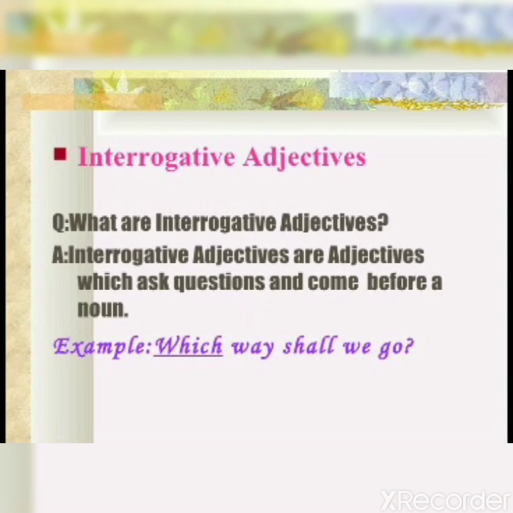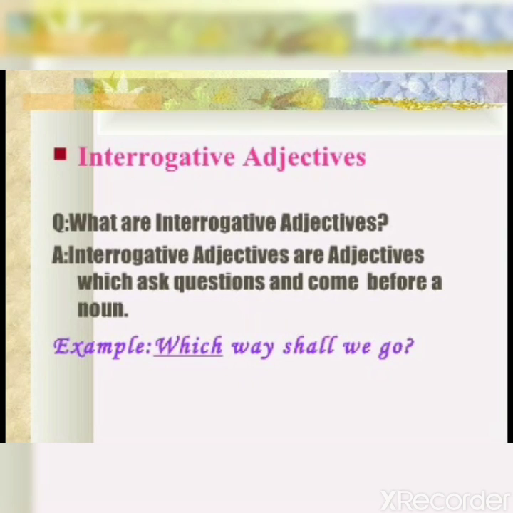Next kind of adjective is interrogative adjective. What are interrogative adjectives? Interrogative adjectives are adjectives which ask questions and come before a noun. For example, which way shall we go?